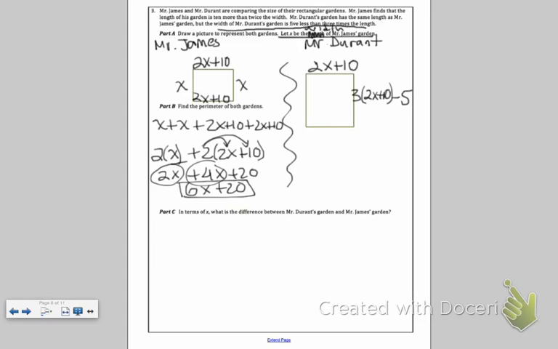So Mr. Durant's garden might seem a little bit more complicated. We just learned how to use our grouping symbols, and we know we are doubling each side. So we have 2 times 2x plus 10. And because we already have parentheses in our width, we're going to be using a bracket here and multiply by 2 on the outside. So the total perimeter would be 2 times 2x plus 10 for the length, plus 2 bracket.